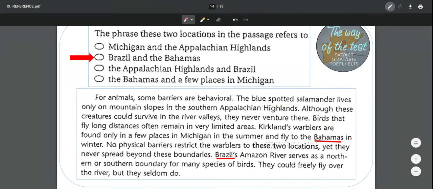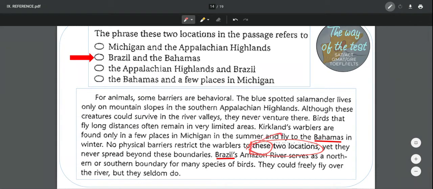Why can't it be that? Because when I say these two locations, the moment I say the word this, I have to be referring to something I already mentioned. And Brazil is after the reference this. So I wouldn't be using the word this to refer to something I haven't mentioned yet, something I'm about to mention. I have to only be referring to something I already mentioned.